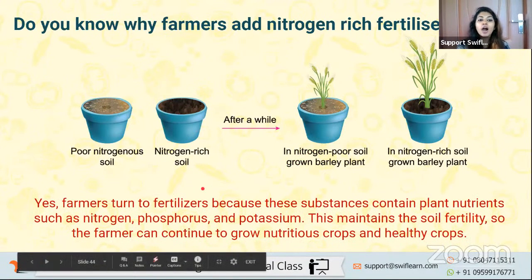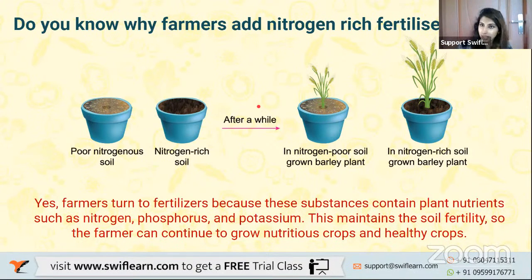So that is why the farmers turn to fertilizers, because these substances contain plant nutrients. Fertilizers contain plant nutrients such as nitrogen, phosphorus, and potassium. These are the main plant nutrients needed by the plants to grow their plants and fruit and have the flowering and everything. This maintains the soil fertility so the farmers can continue to grow nutritious and healthy crops.